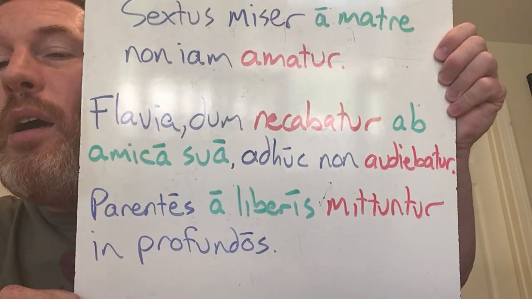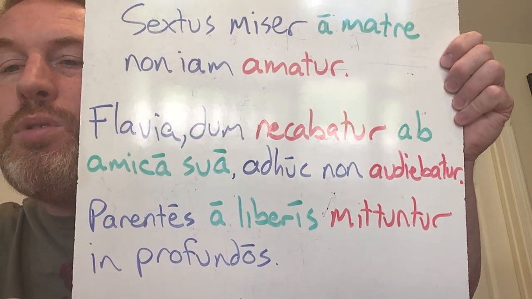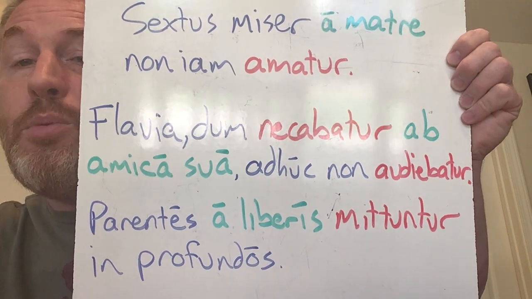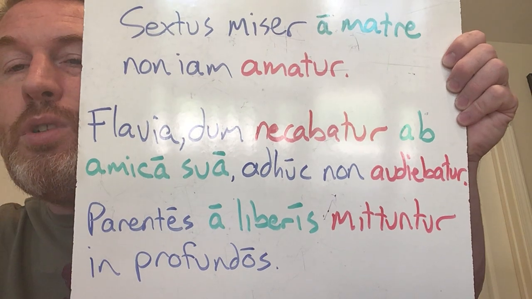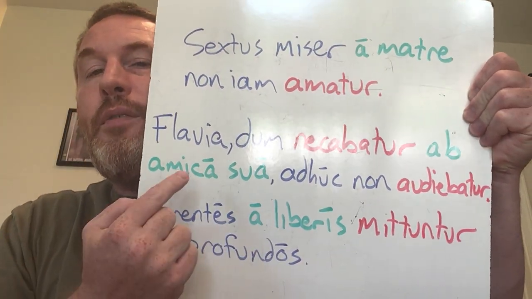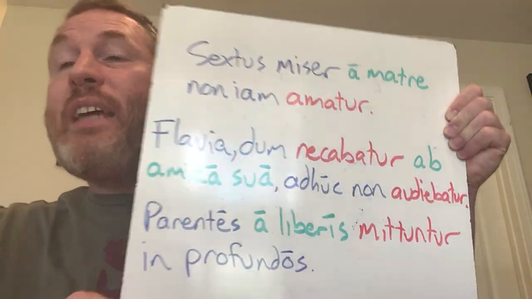And then the last one. Parentes a liberis mittuntur in profundos. The parents are being sent by their children into the underworld. You're killing me. Right? So mittuntur. So again, you have the person, the ablative of agent. And you have your passive verbs. And you translate them in the exact same tense that they appear in. So it's not really a problem.